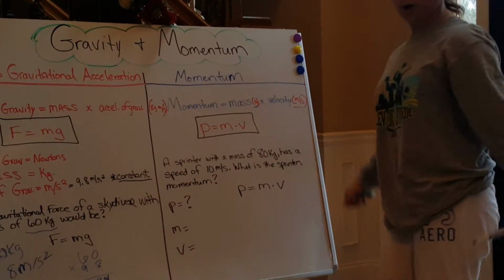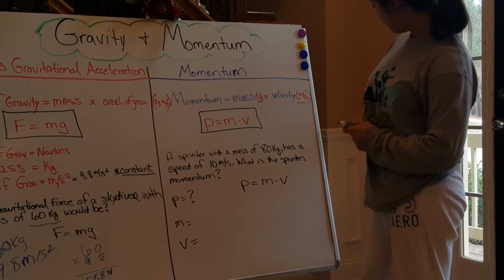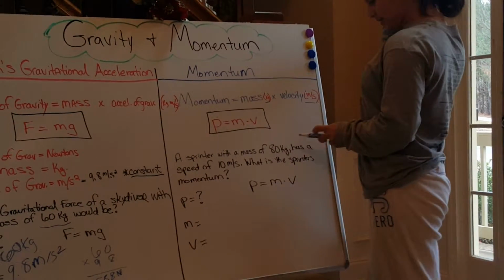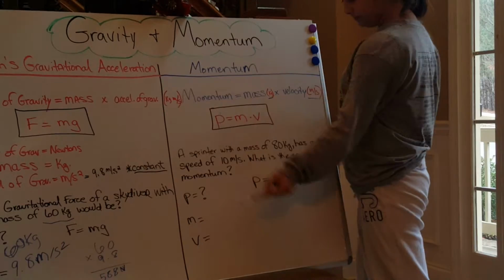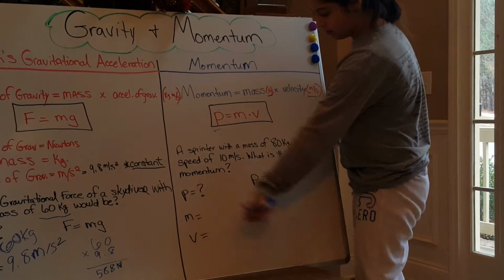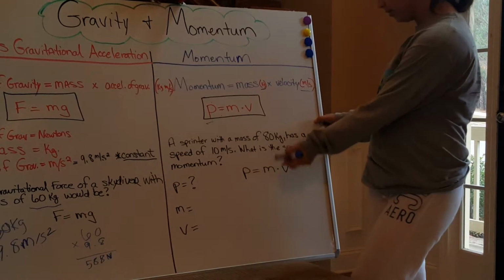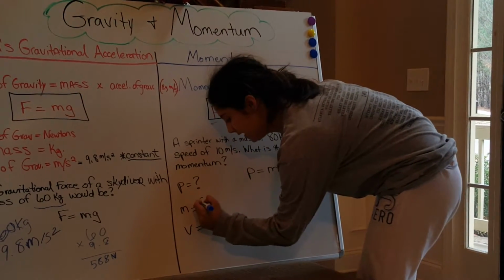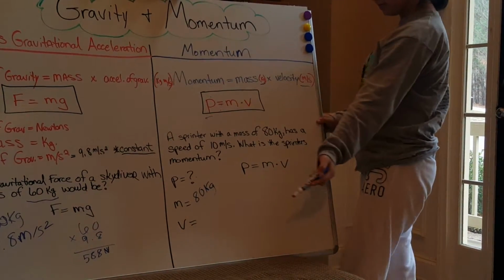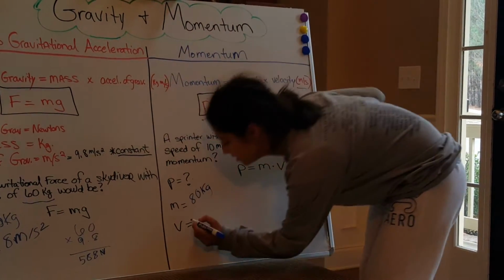Now, let's move on to our equation sentence. A sprinter with a mass of 80 kilograms has a speed of 10 meters per second. What is the sprinter's momentum? Well, we do not know our momentum yet, which is P, so we had already put our question mark there. Your mass is going to be in kilograms, so you're going to put your 80 kilograms here, and then your velocity, which is measured in meters per second, in this case 10 meters per second.